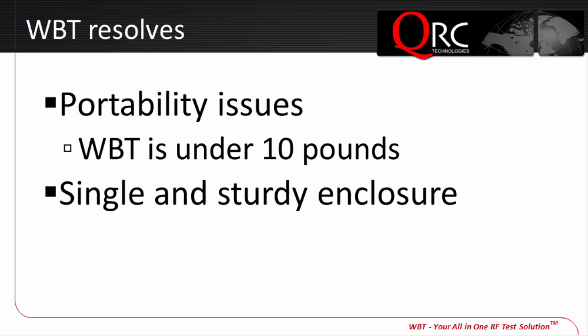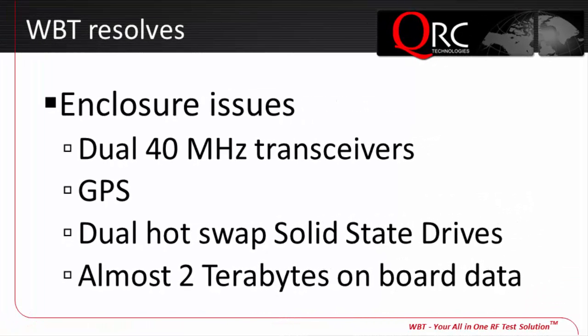Several solutions on the market are not easily mobile. WBT is easily transportable. For example, one solution weighed in at 28 pounds compared with the less than 10 pounds of a WBT. The portability of the WBT is one of the reasons the developer adopted the WBT and abandoned their own hardware solution. The WBT resolves enclosure issues. The WBT enclosure integrates two 40 MHz bandwidth transceivers, a GPS, and dual hot swappable solid-state disk drives of 960 GB each, yielding almost 2 TB of onboard data.